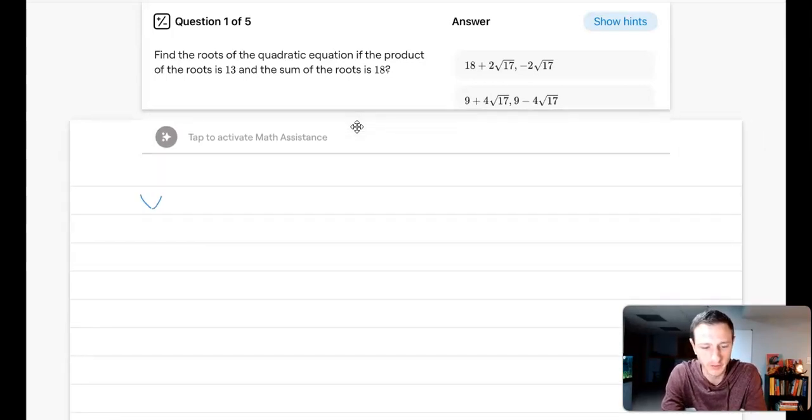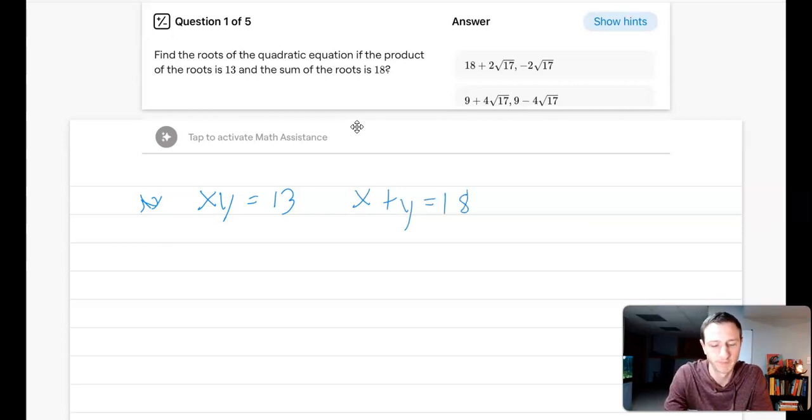So I'm going to call them x and y. x times y is equal to 13, because the product is 13. And then they're saying the sum of the roots, so x plus y is equal to 18. And then let's just go with solving.